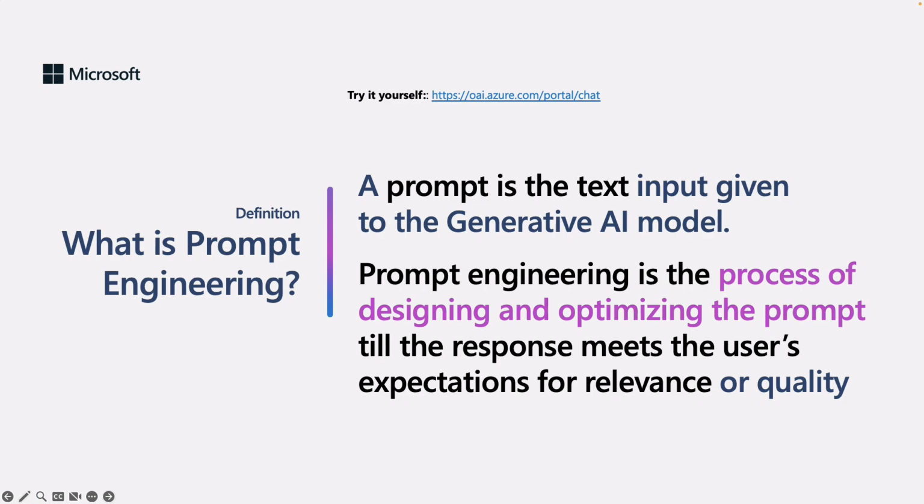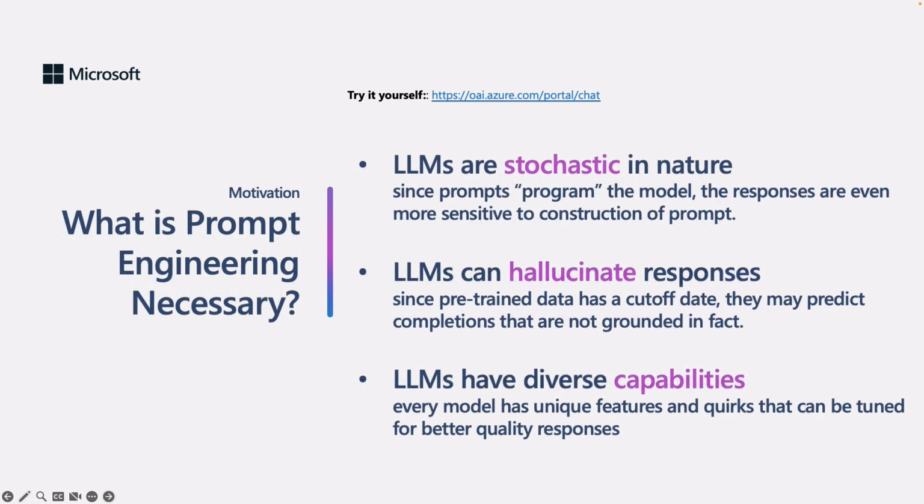So, based on this, how can we define prompt engineering? I like to think of it as the process of designing and optimizing your prompt till you get a response that meets your application or user expectations for quality and relevance. Just remember that this is a trial and error process where you have to iterate and validate the prompt until you get to a point where you're satisfied. It really is more art than science right now.